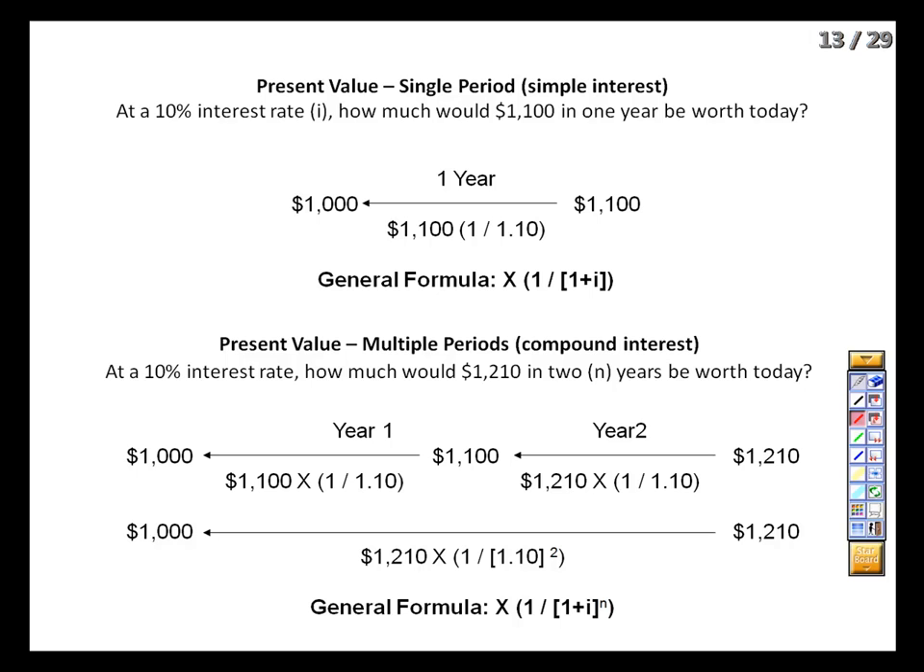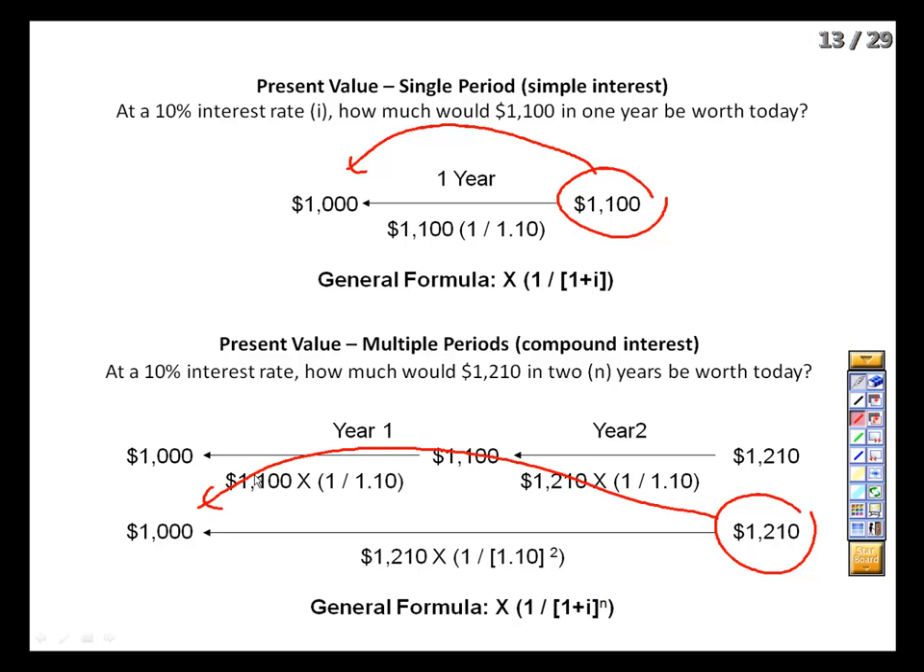Now that we can see how the math works, and we can agree that $1,000 today and $1,100 in 1 year is the same, and that $1,000 today and $1,210 in 2 years is the same when we've got a 10% interest rate, let's see it in reverse and calculate our present value. We once again have formulas, and these formulas will allow you to take $1,100 in 1 year and bring it back to $1,000 today. And we can take that $1,210 in 2 years and bring it back to $1,000 today.